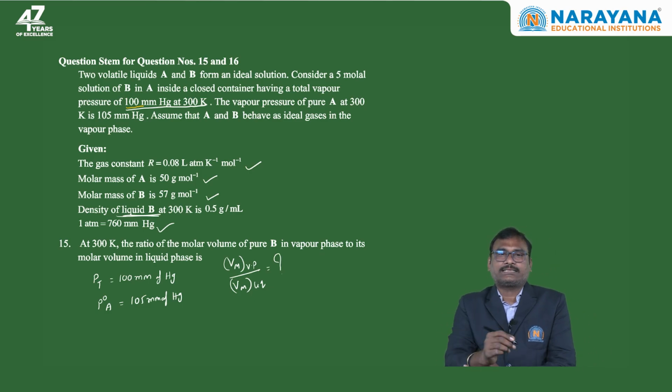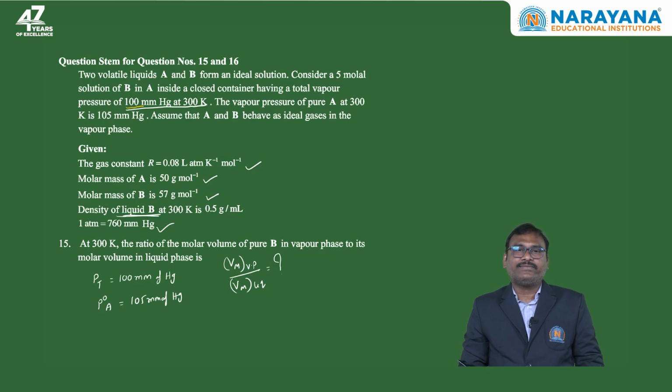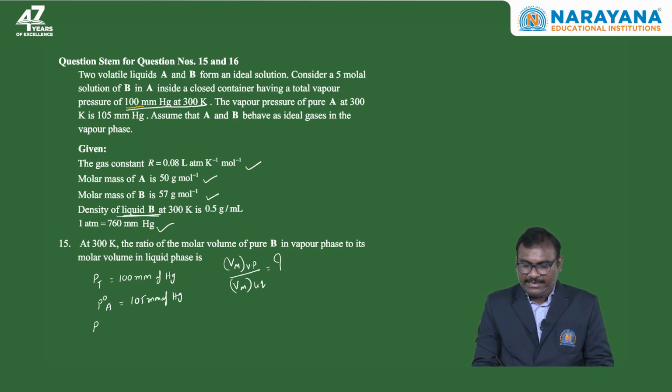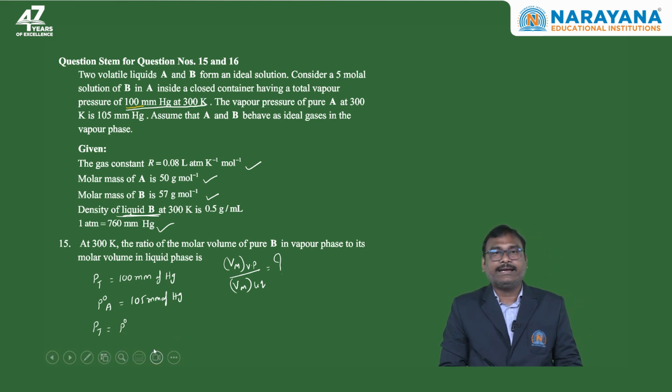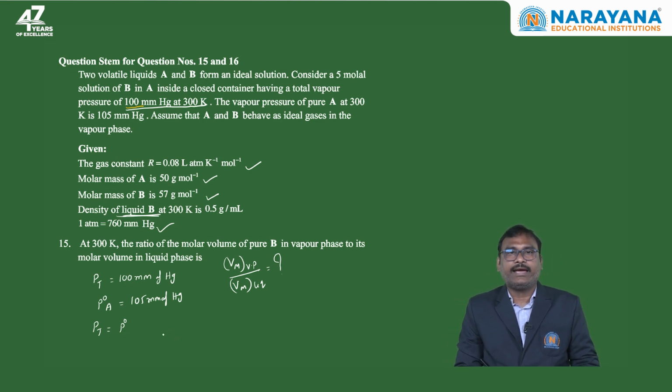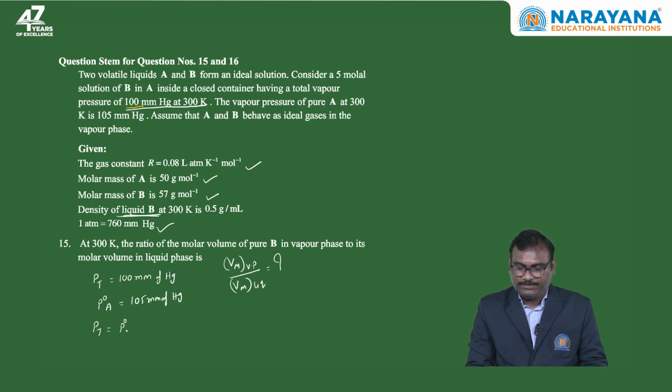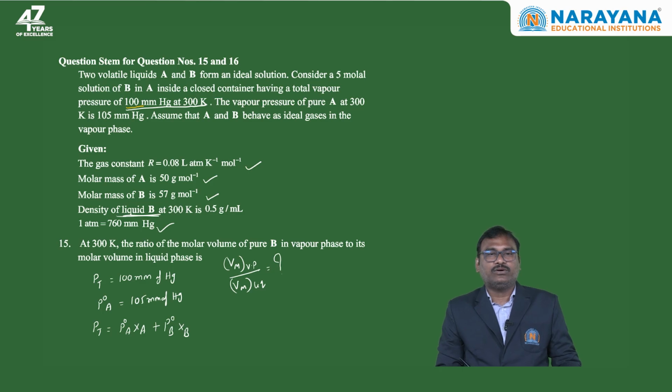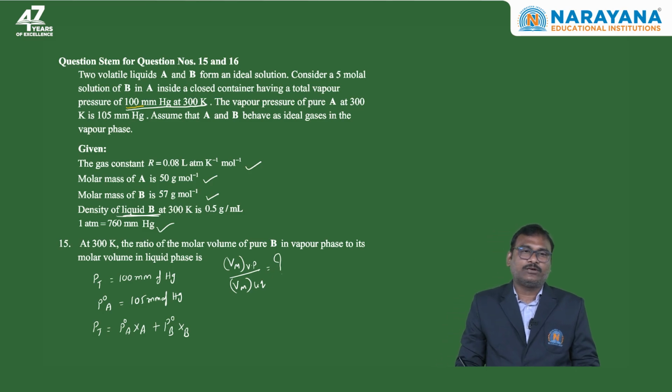He is going to ask. Say yes or no. First of all, according to the ideal solution, P total is equal to P naught A XA plus P naught B XB, which follows Raoult's law. PA is equal to P naught A XA, PB is equal to P naught B XB. The P total is equal to P naught A XA plus P naught B XB.